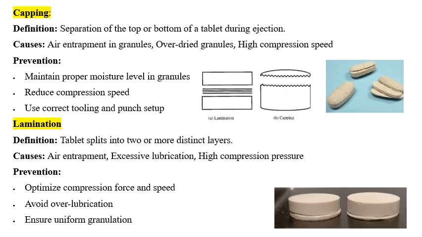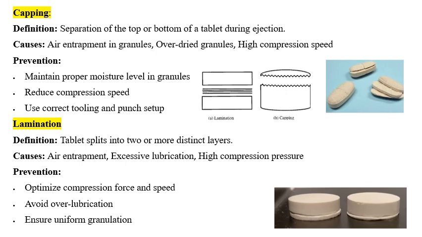How to prevent it? So maintain proper moisture level in the granules, reduce compression speed, and correct the tooling and punch setup. Sometimes capping may be because of the tablet shape. Then lamination. So capping and lamination can be understood side by side. Many of the times we get confused between the capping or lamination.